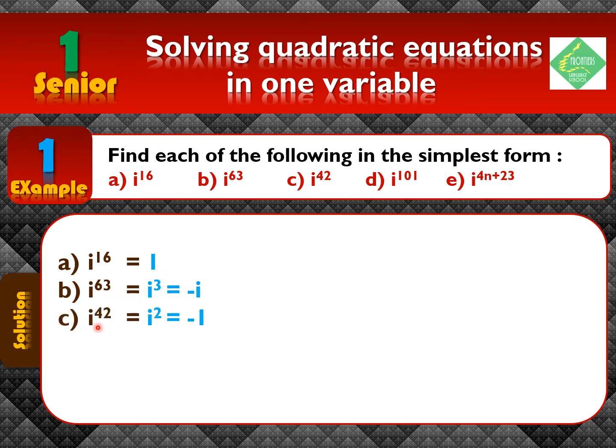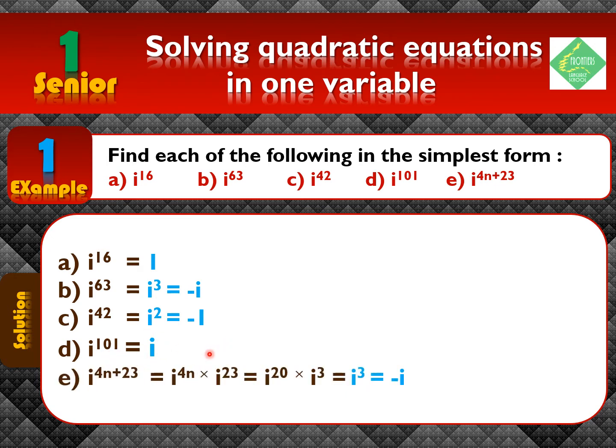What about I power 42? I power 42 is composed of I power 40 multiplying I power 2, and I power 40 is a multiple of 4, so I can replace it by 1 times I squared, which is negative 1. What about I power 101? I power 101 is composed of I power 100 multiplying I power 1. I power 100 is a multiple of 4, so I can replace it by 1, and I power 1 is I.